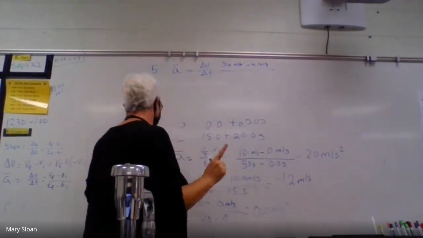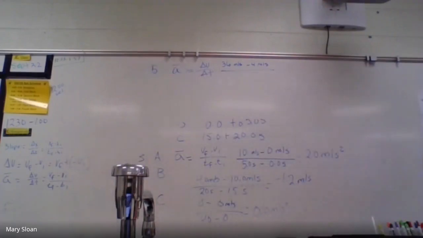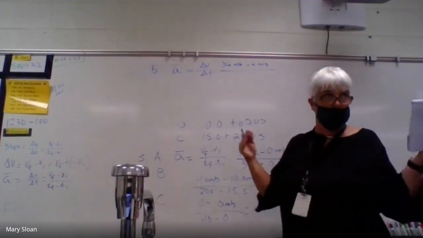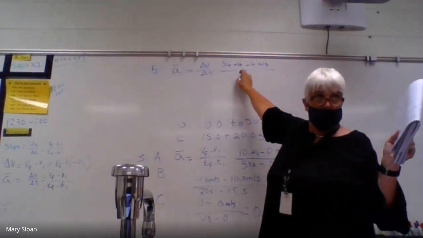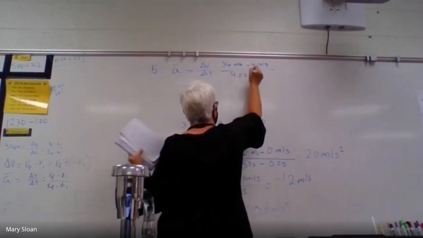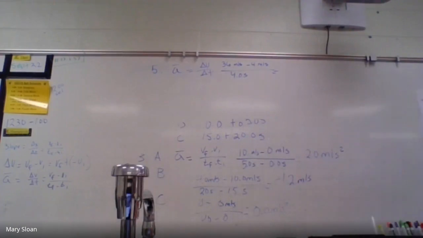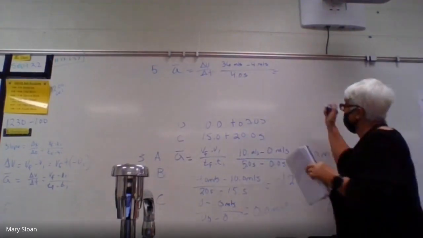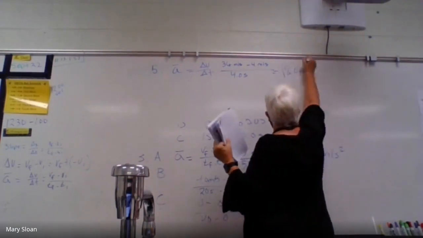What is my time? How long did we do it for? 4 seconds. We don't have to do a time initial or time final, do we? We just do the average time, which is what? 4 seconds. What's my answer? Put it in your calculator. 8.0 meters per second squared.